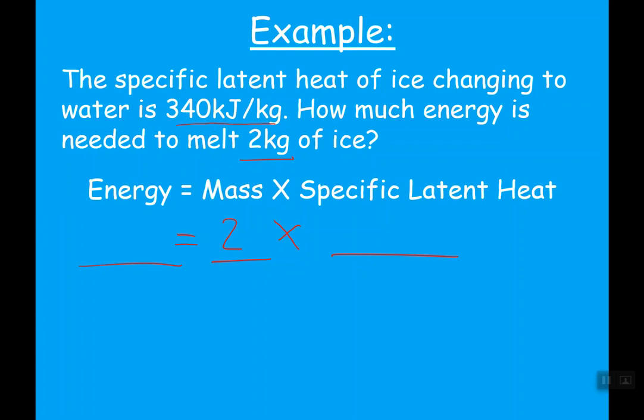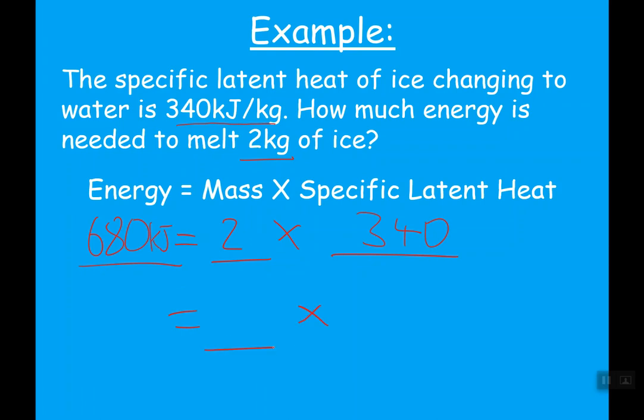340 kilojoules per kilogram. So there's two ways of doing this. If you said that was 340, you could do 2 times 340 and it will give you 680. But your answer won't be in joules. Your answer there will be in kilojoules, because what you're saying is that that's 340 kilojoules per kilogram. You've got 2 kilograms. So that'd be 680 kilojoules.